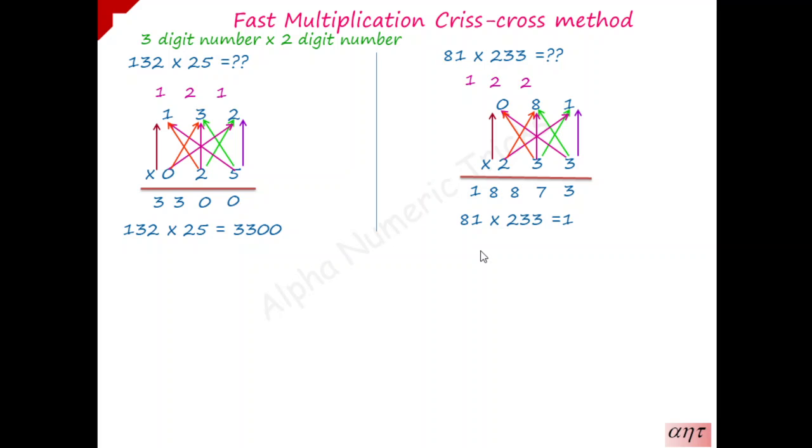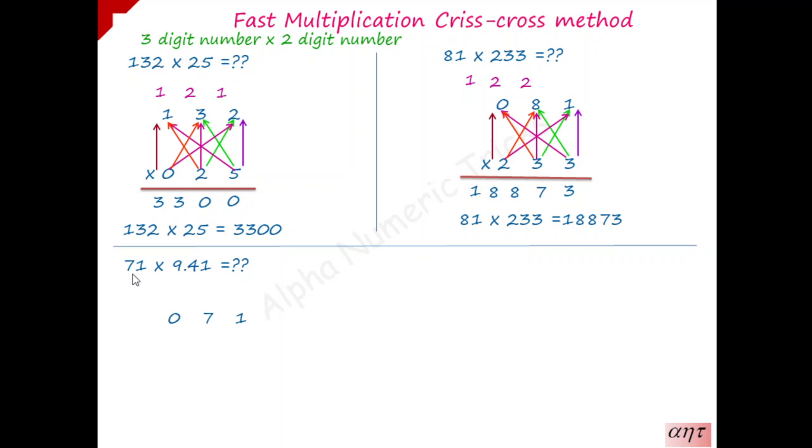So when you multiply 81 by 233, we get the answer 18873. Next, we will see how to multiply 71 by 9.41. When decimals occur, how to multiply that type of numbers we will see.